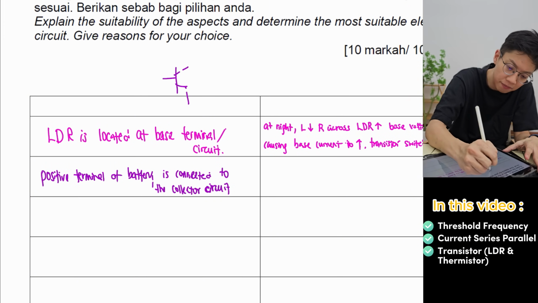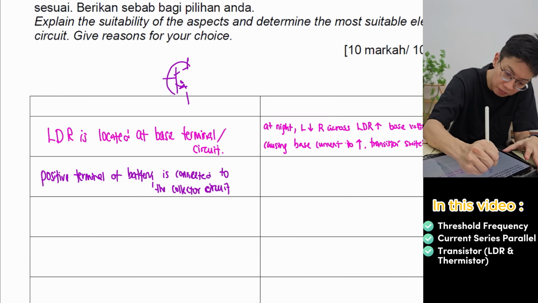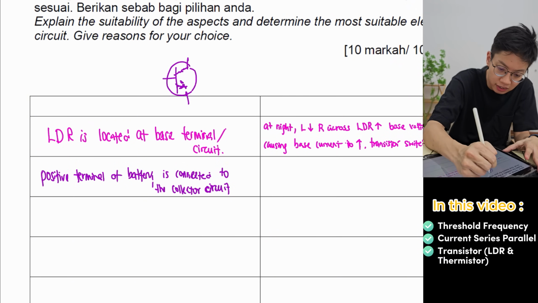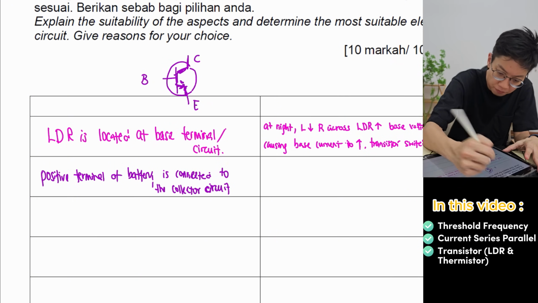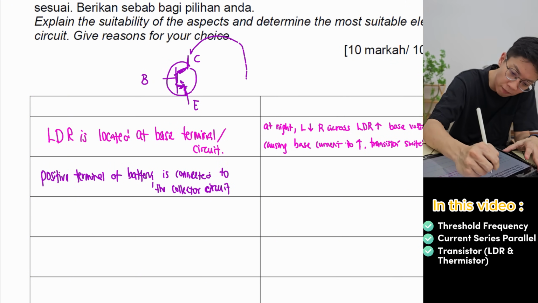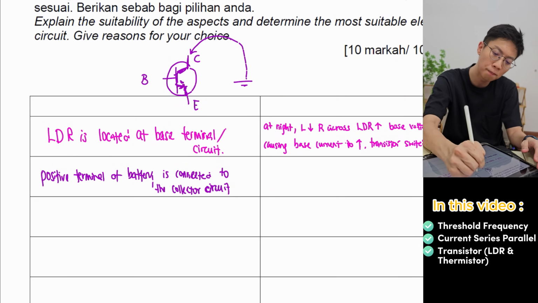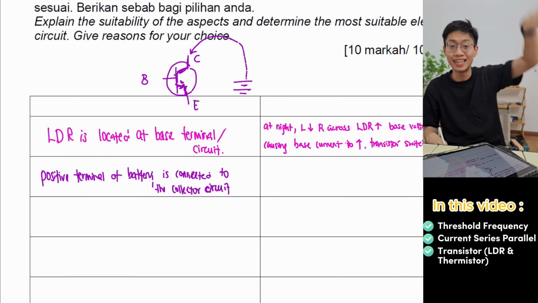Meaning to say that when you connect your transistor, this is your transistor, right? The transistor is always like this. This is collector, this is base, this is emitter. So this is your diagram. You realize that your current has to go from the collector here. So that's why your battery positive must be placed on that side.